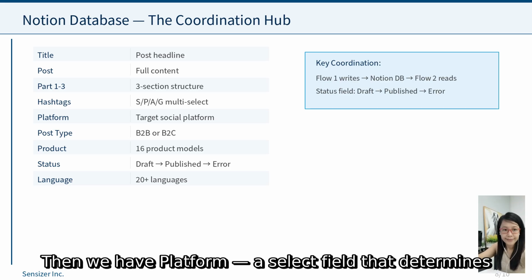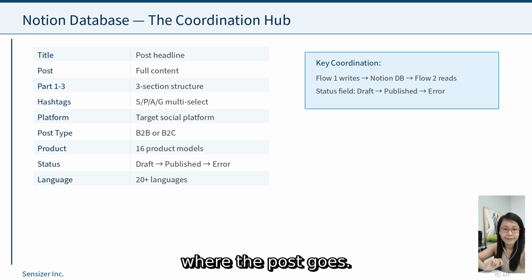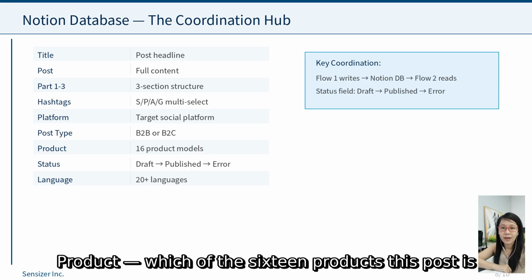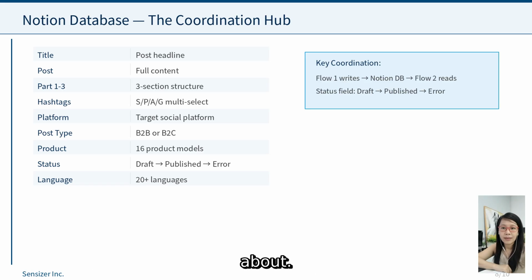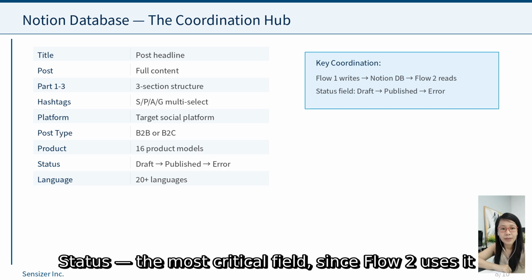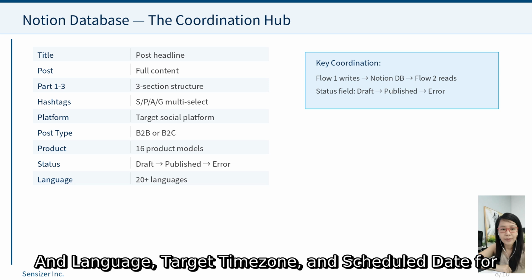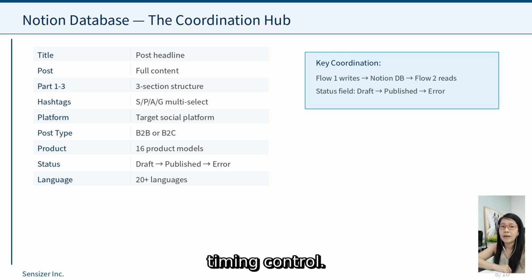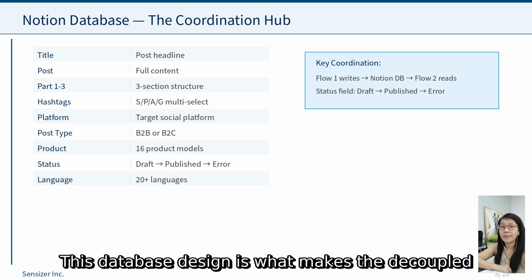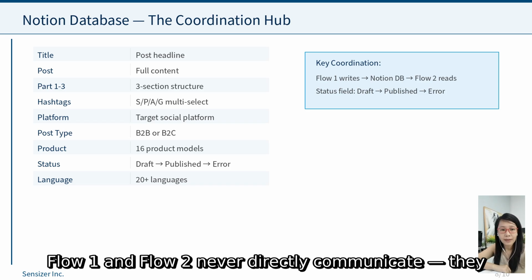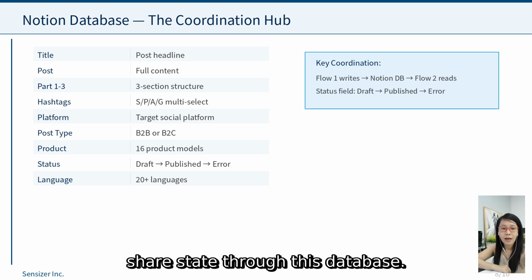Then we have platform, a select field that determines where the post goes. Post type, B2B or B2C. Product, which of the 16 products this post is about. Status, the most critical field, since Flow 2 uses it to find drafts. And language, target time zone, and scheduled date for timing control. This database design is what makes the decoupled architecture possible. Flow 1 and Flow 2 never directly communicate, they share state through this database.